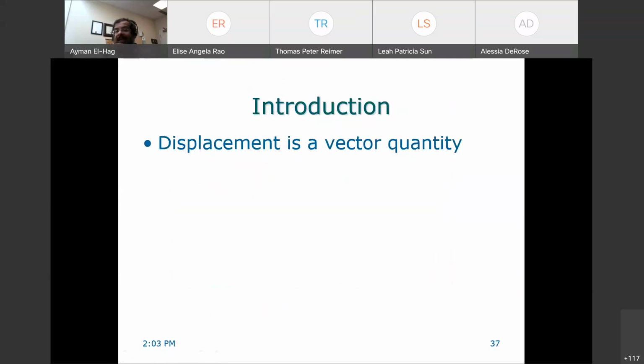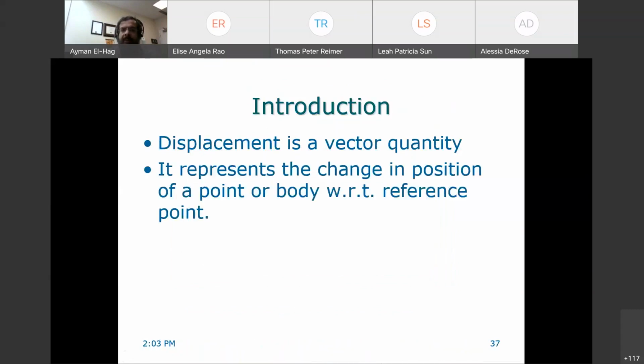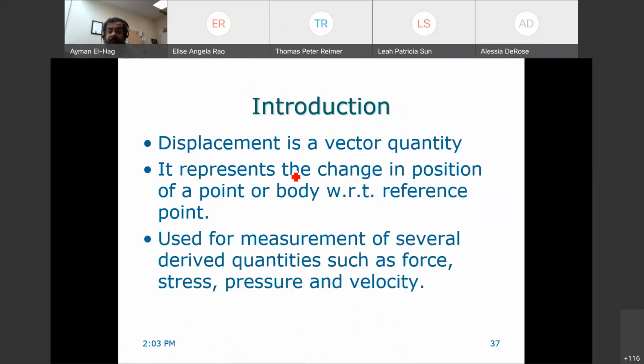Displacement by itself is a vector quantity. So you need to have a magnitude and direction for the displacement. Now this will represent a change in position. Your object was in a certain position and then moved to another position with respect to a certain reference. Now we use this to measure different things: force, stress, pressure, and velocity.